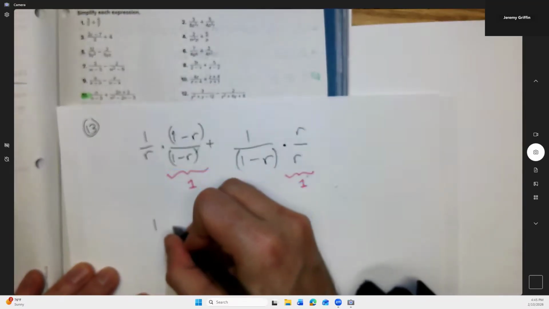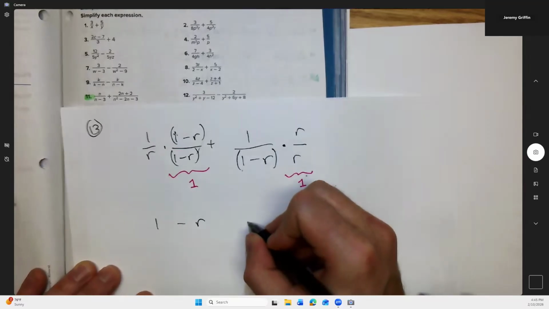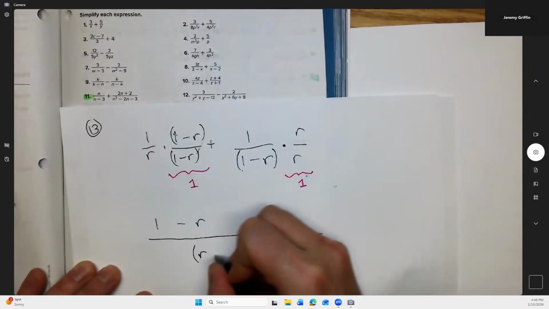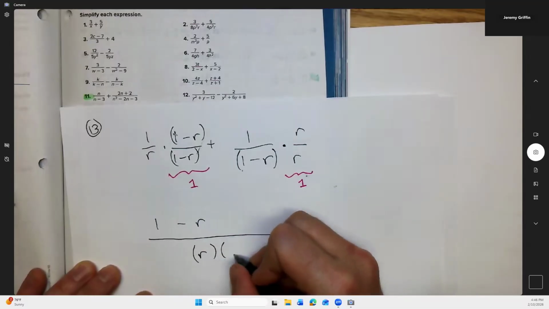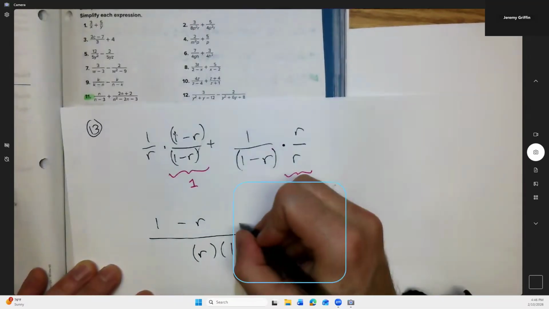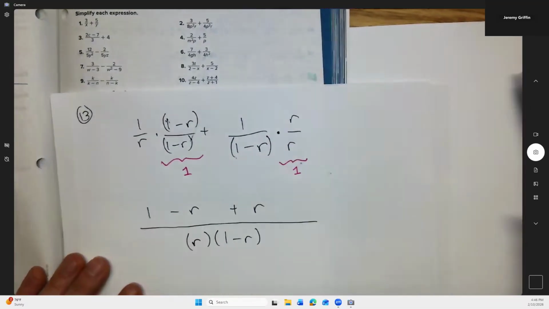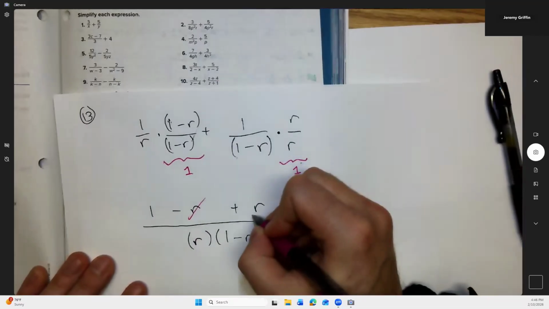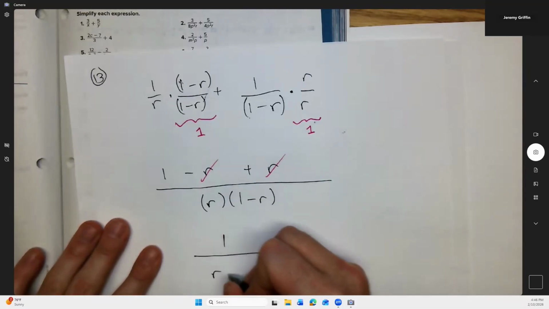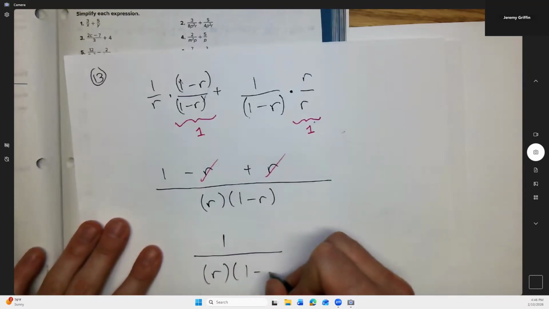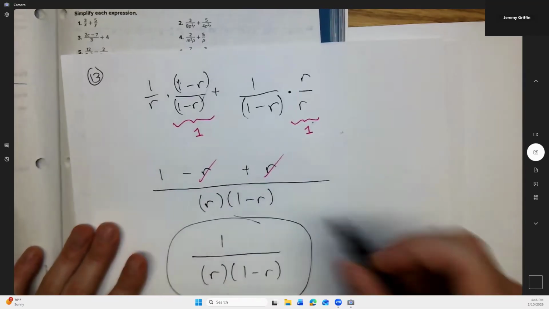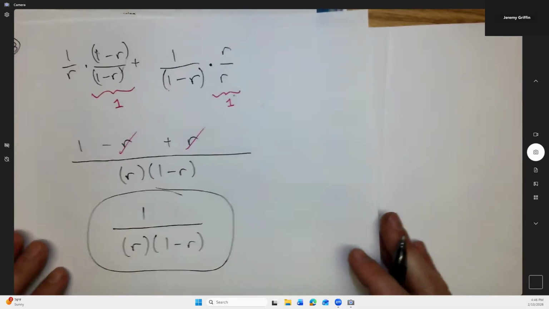Okay, so it's 1 minus r, and then it's all divided by r, 1 minus r. And then over here, plus this r, so plus r. Oh, look at that. Cancel. So I think the answer is this. Like that. That should be it. Okay. We do a little numerical.